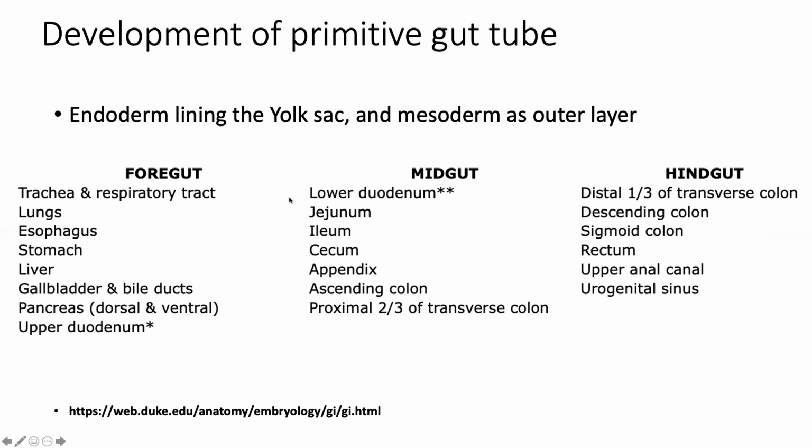Anything before the lower part of the duodenum, like esophagus, stomach, upper part of the duodenum, liver, gallbladder, pancreas, even the lungs and the trachea, they are included and they were developed from the foregut. And after the proximal two-thirds of the transverse colon, the distal one-third of the transverse colon down to the rectum and upper anal canal, they are included in the hindgut.